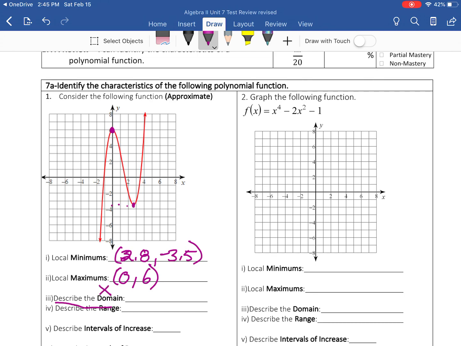Okay, next thing, it says describe the domain. The domain or x values, we're talking about going left and going right. Okay, so left to right, if you look at this part of the graph, it's going down, but it's also going to the left, and this is going up and to the right. It doesn't start or stop left and right, so my domain is going to be from -infinity to +infinity.